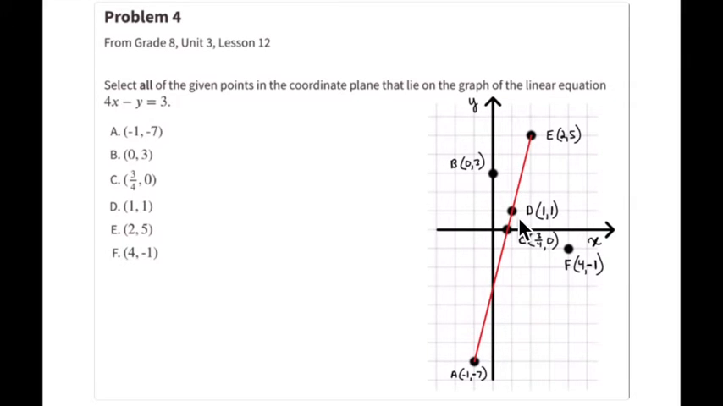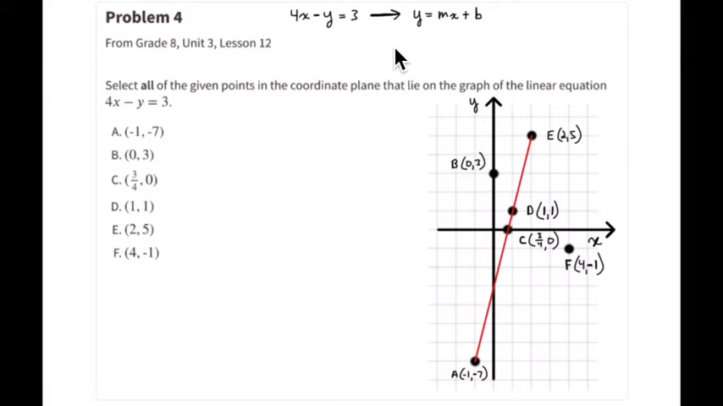So if I can write the equation for this line and match that to this equation, then that says that they are equal. They are both equations for this line. So all 4 of these points lie on the graph of this equation. The question is, is it the same equation as this equation over here?